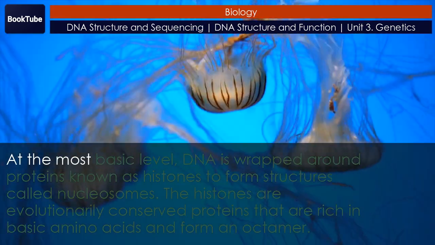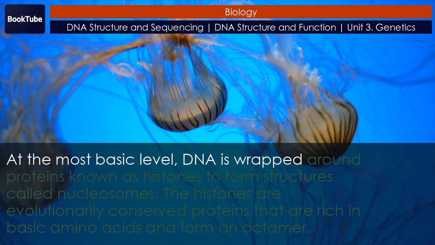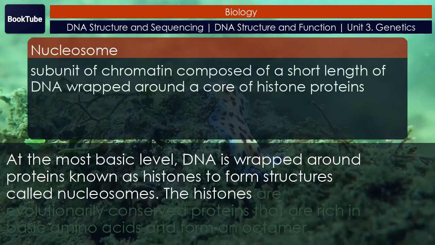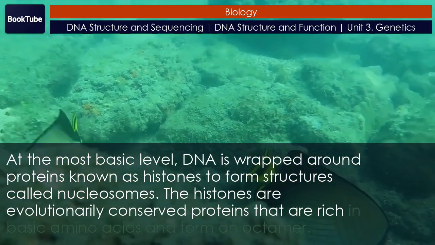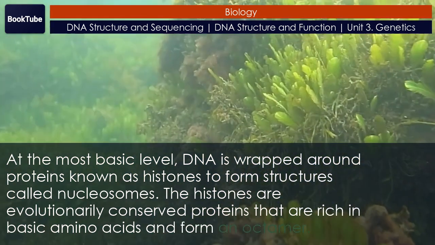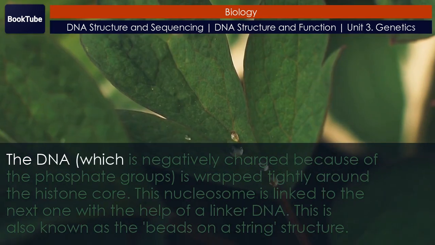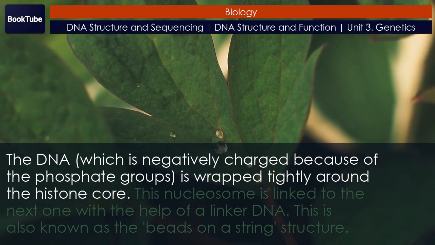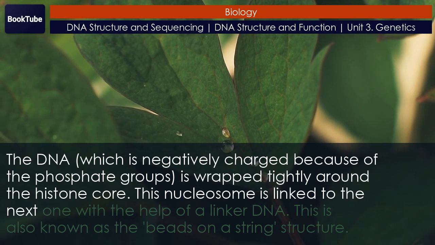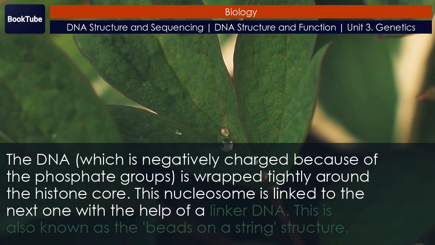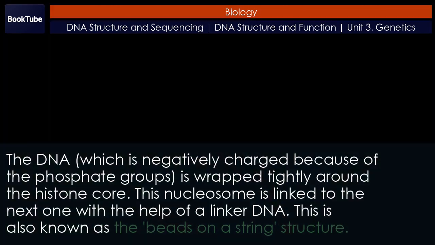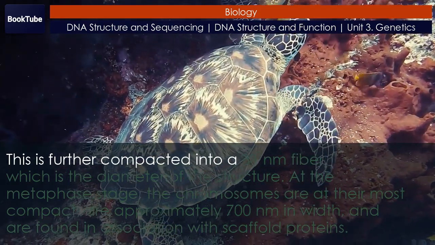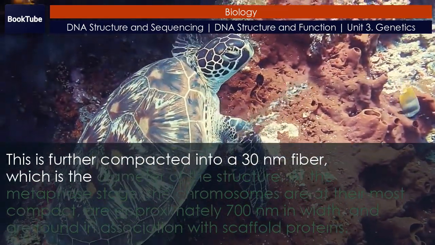At the most basic level, DNA is wrapped around proteins known as histones to form structures called nucleosomes. The histones are evolutionarily conserved proteins that are rich in basic amino acids and form an octamer. The DNA, which is negatively charged because of the phosphate groups, is wrapped tightly around the histone core. This nucleosome is linked to the next one with the help of a linker DNA. This is also known as the beads on a string structure. This is further compacted into a 30 nanometer fiber, which is the diameter of the structure.